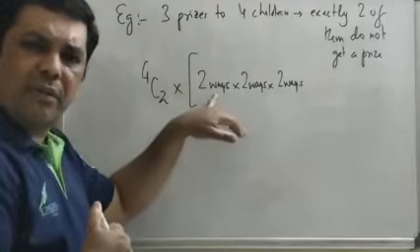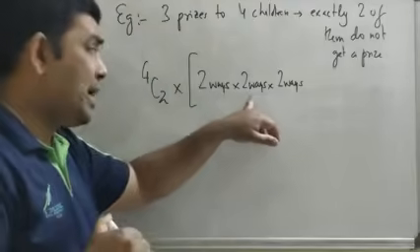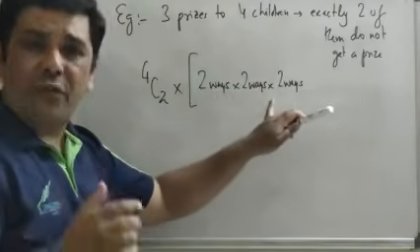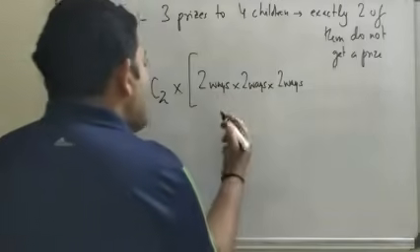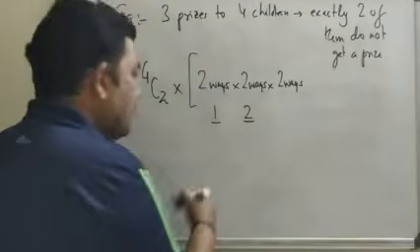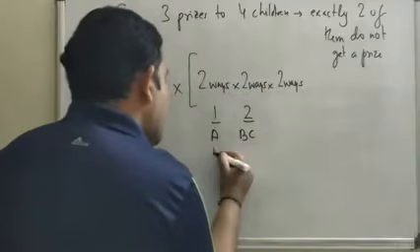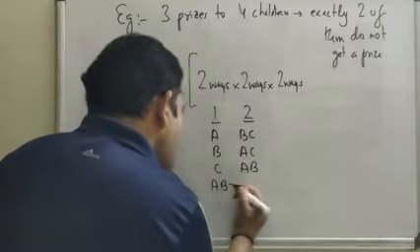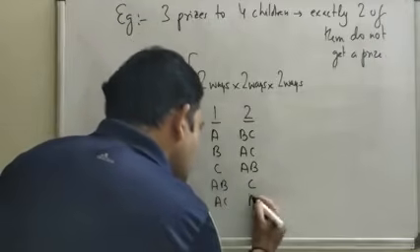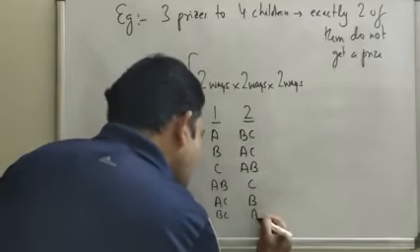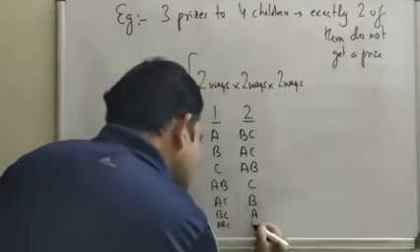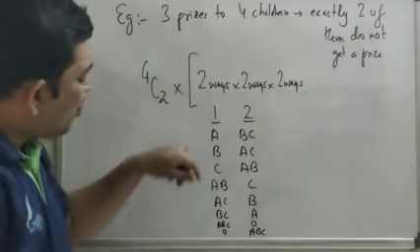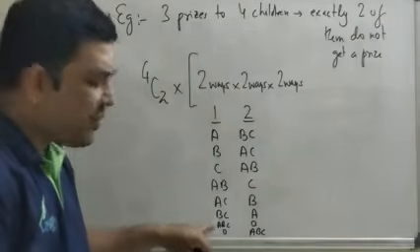The first prize can be given away in 2 ways, looks fairly alright. The second prize in 2 ways, the third prize in 2 ways. Right? There are 8 different ways. We all know this. Let me write down what are those 8 ways. A, BC; B, AC; C, AB; AB, C; AC, B; BC, A; ABC, 0; 0, ABC. These are the 8 ways. 2 into 2 into 2, 1, 2, 3, 4, 5, 6, 7, 8.